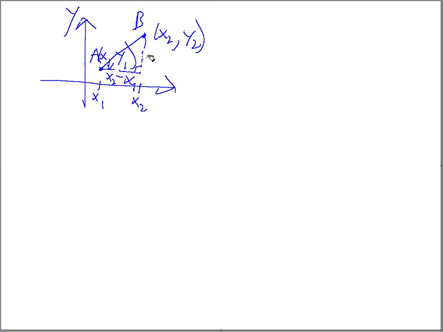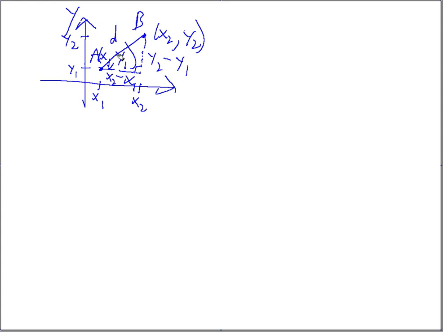Similarly, the vertical distance between these 2 points will be y2 minus y1, because here is y1 for the point A, and up here is y2 for the y coordinate of point B. So the vertical distance between them is the difference of y2 and y1, so y2 minus y1. Again, this is my A, this is my B, and let me call this distance D instead of C.